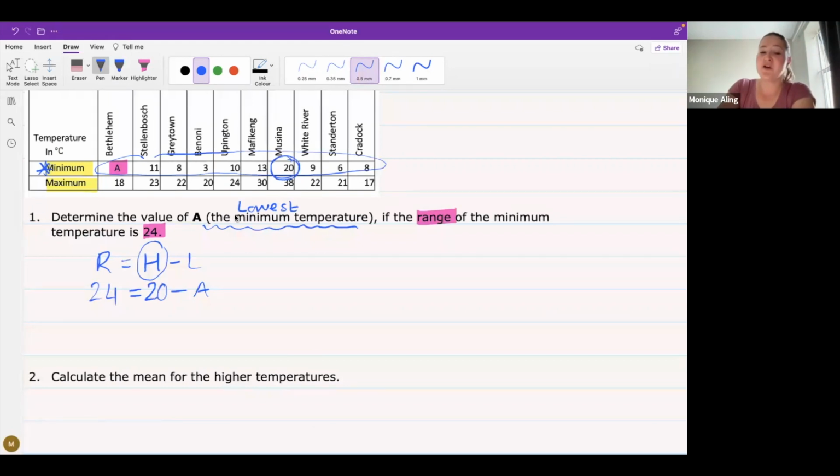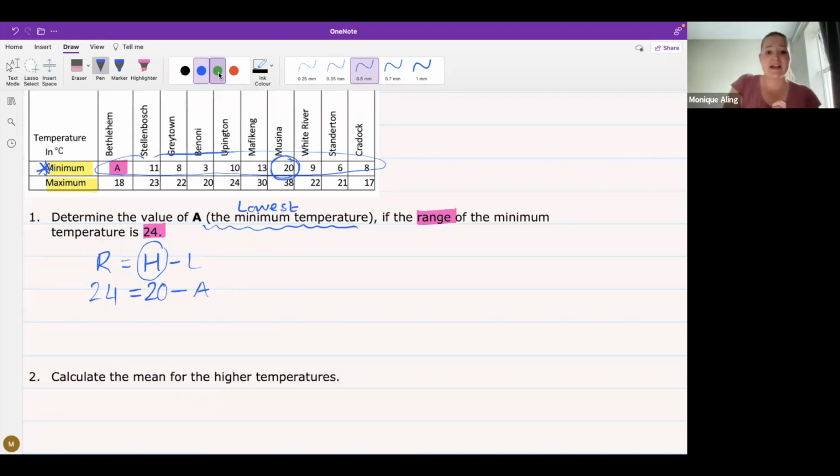Okay, so the wording could have been better. They could have said that A is the lowest temperature out of all the minimum temperatures. Okay, and so I've substituted everything in, and it's perfect because we're only left with one unknown. So now we can manipulate or change the formula around so we can find that one unknown.